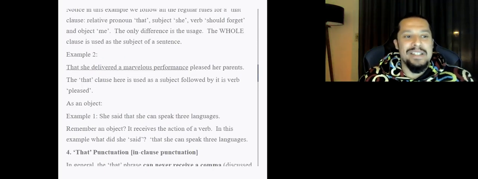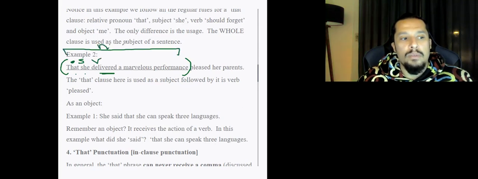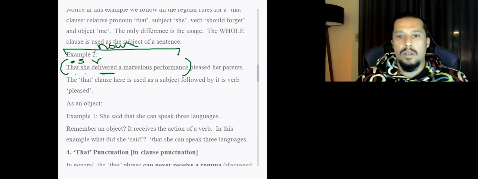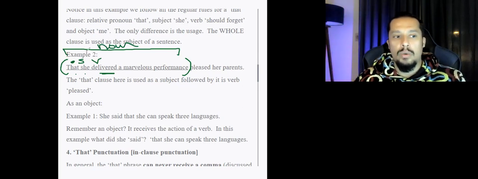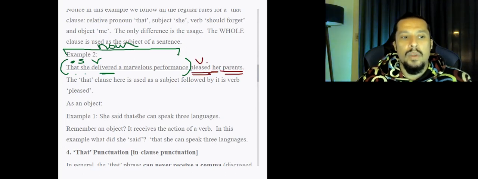Look at this example. Example number 2. That she delivered a marvelous performance. This is what I'm talking about. This is a noun clause. هنا بيبدأ بذات فيها subject or verb. بس الphrase كلها محسوبة noun. The whole phrase, it's one piece. It's not just one word, right? And then بقى we have the verb of the sentence or the main verb of the sentence, her parents.